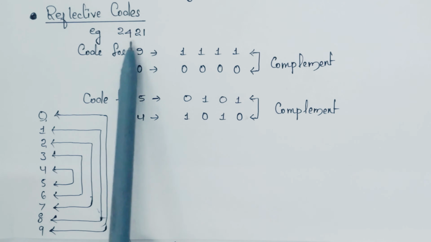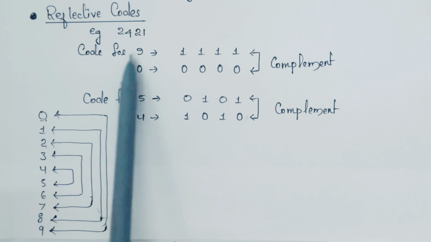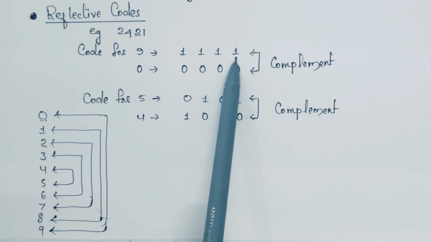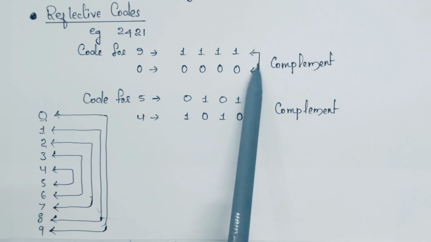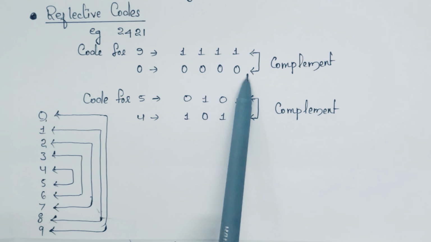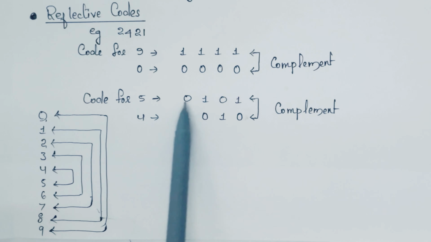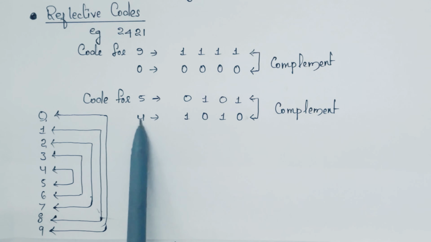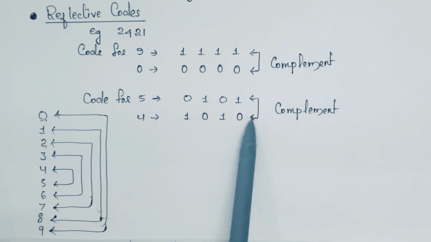So if you are taking 2421 BCD code, in 2421 BCD code, we can write the code for 9 as 1111 and the code for 0 is 0000. So if you examine these two codes, these are complement to each other. In the same 2421 BCD code, the code for 5 is 1011 and the code for 4 is 0100. Again, these two are complement to each other. So that is about reflective codes.